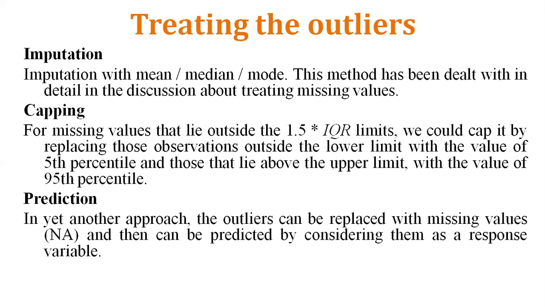And the final treatment method is prediction. In yet another approach, the outliers can be replaced with missing values like NA, and they can be predicted by considering them as a response variable. So whenever any value can be predicted, that value will be considered a useful value, and it can be replaced with some nearest value. Okay.